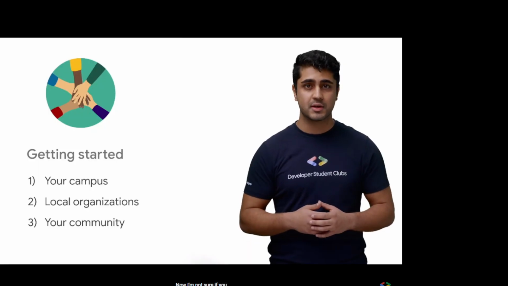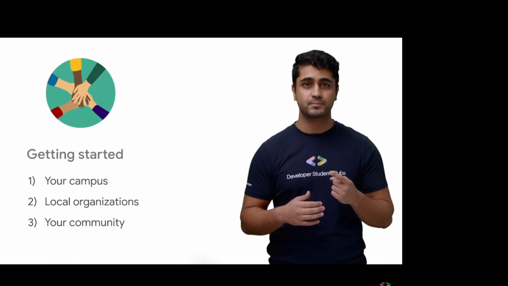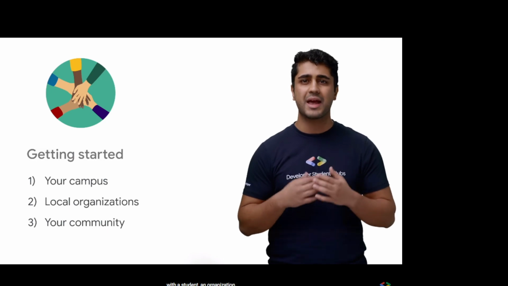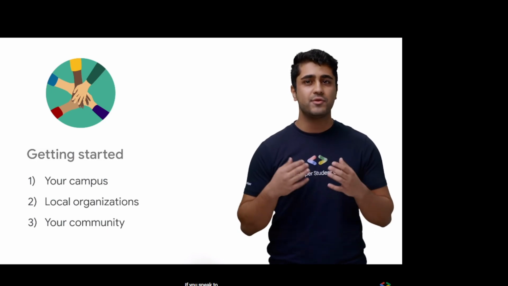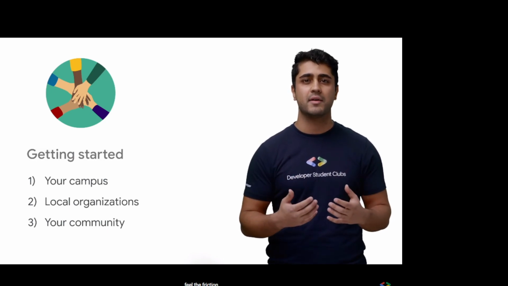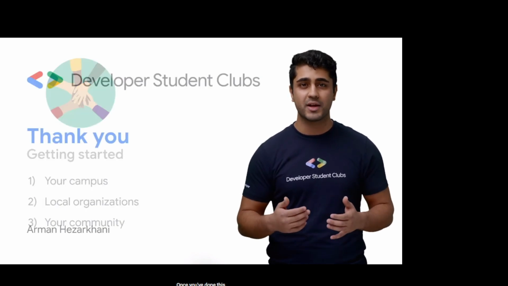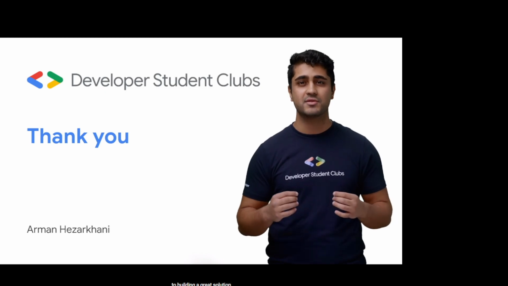Now, I'm not sure if you noticed, but these 3 methods have one thing in common. They all start with a conversation, with a student, an organization, or any other member of your community. If you speak to enough people, you'll feel the friction in their lives, and once you do, you can identify their problems. Once you've done this, you're on your way to building a great solution that'll touch lives right in your community.